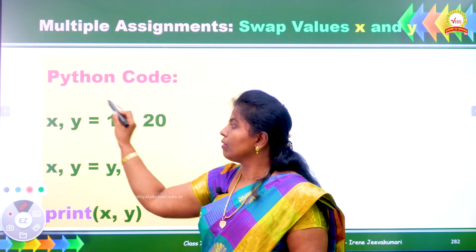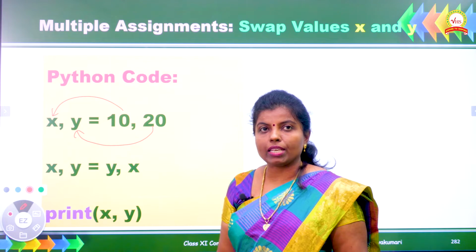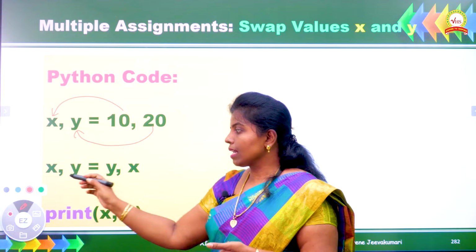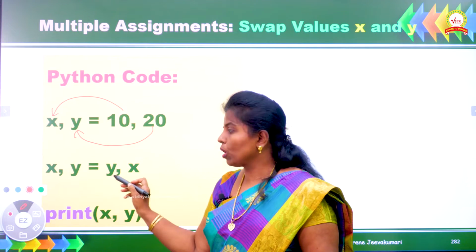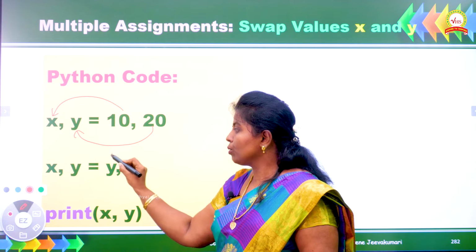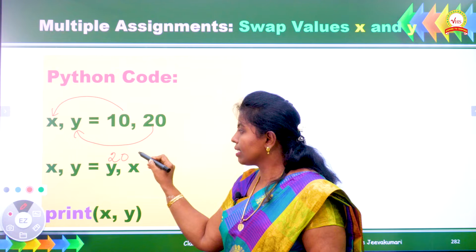So the first value will be assigned to the first variable, and the second value will be assigned to the second variable. Now x holds 10 and y holds 20. In the second statement, x comma y equal to y comma x is given. So what does y hold now? Y holds the value 20, and what does x hold? X holds the value 10, right?